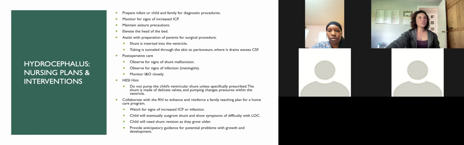So our interventions, we're going to prepare the family for all the diagnostics that we're going to do. We're going to watch for those signs of increased intracranial pressure. These patients are going to be on seizure precautions just because they're at high risk. We also want to keep the head of the bed elevated, so we're promoting drainage and not putting extra pressure on the brain. You know, if your head's down, then all the blood rushes to your brain. You get that dizzy feeling. We want to avoid that, so we're going to keep our head up.